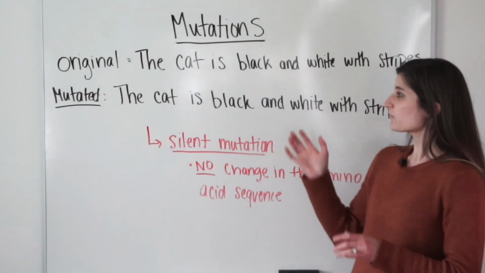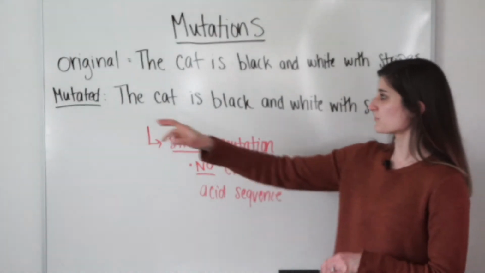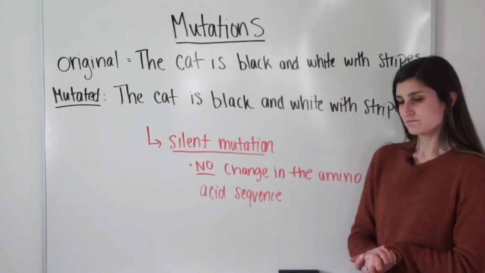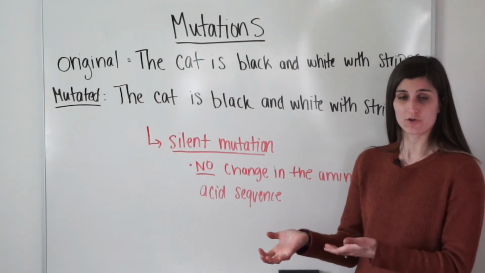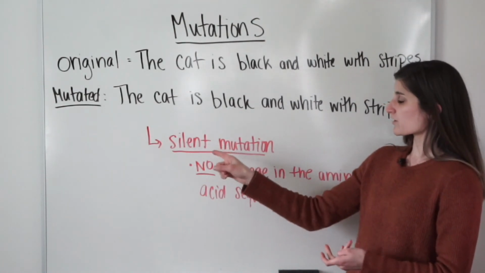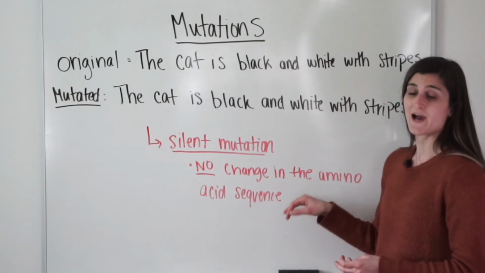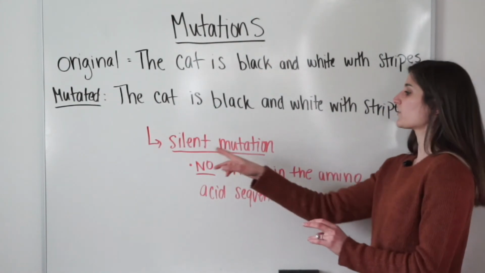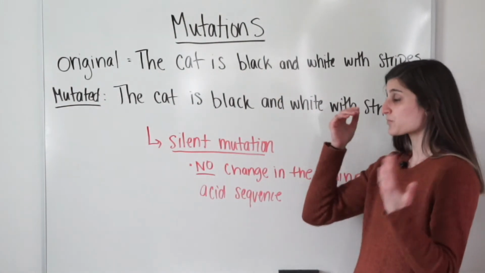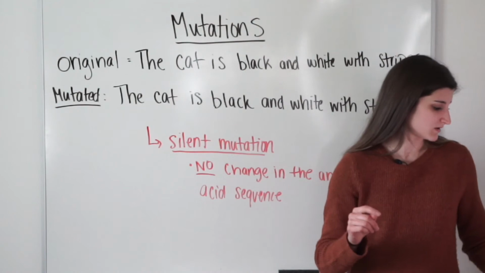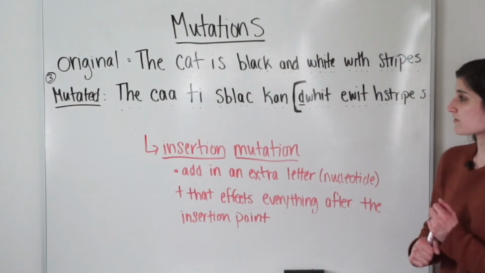All right, so now we have our next one, and we're seeing that our mutated strand is saying that the cat is black and white with stripes. There are no changes that have occurred here. So we're going to call this a silent mutation because there has been no change in the amino acid sequence. We're calling this a silent mutation because the proteins look exactly the same. All right, next one. Here's our third example.